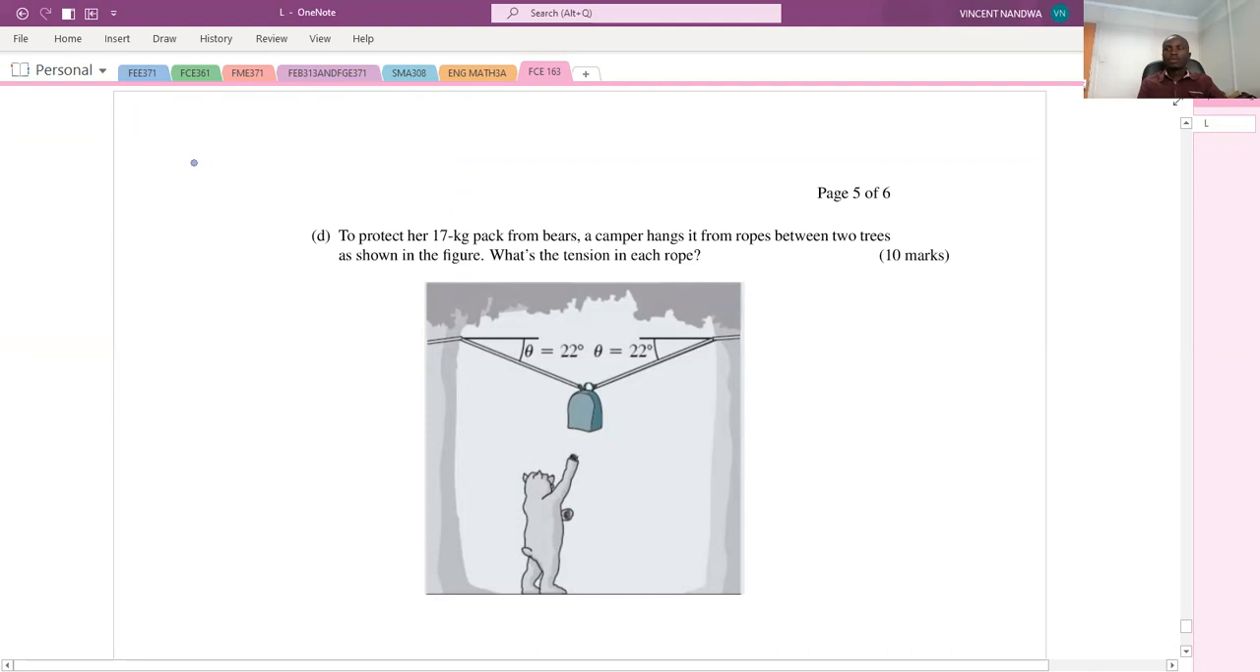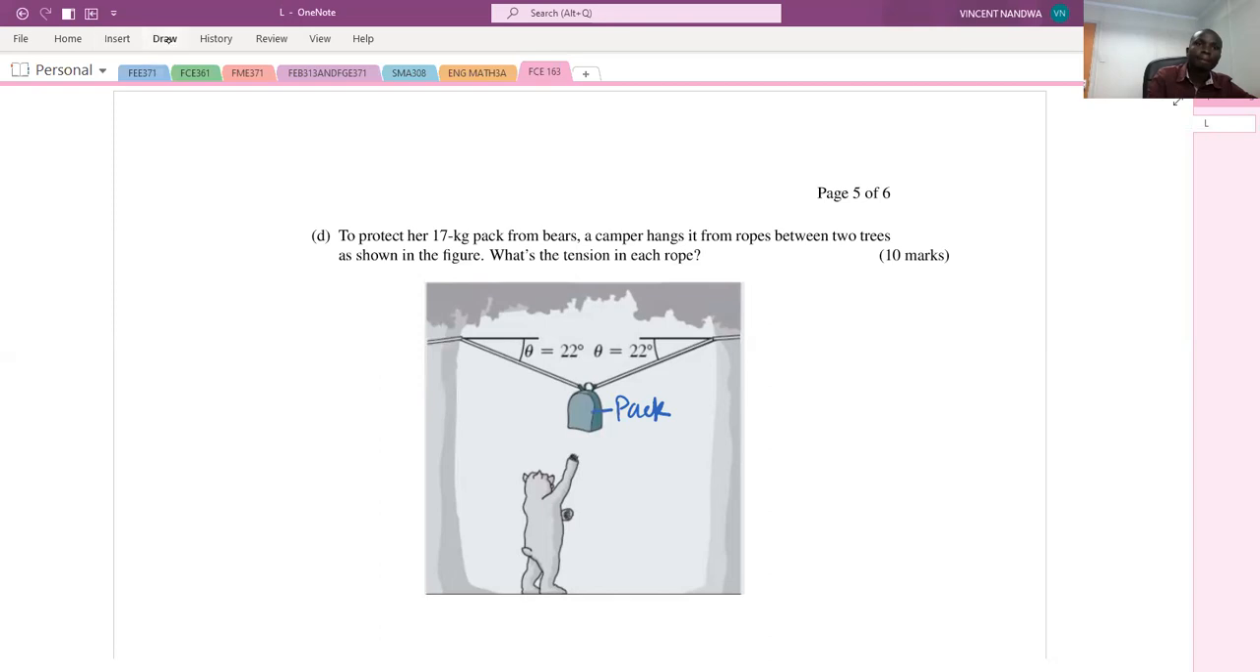Now, to solve this problem, the first thing we have to know is what are the relevant forces acting on the pack, and then take the pack as an object. So this is the main object of interest. This is the pack. And then resolve forces both in the vertical and horizontal direction. That will enable us to get the tension in the ropes given.